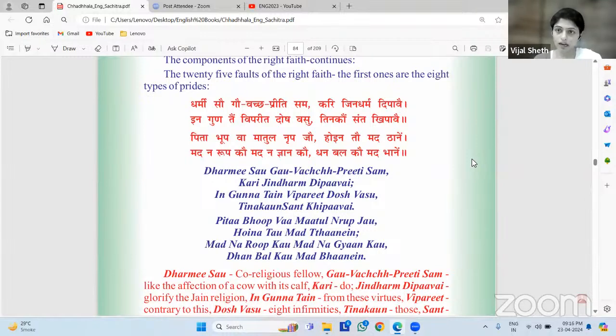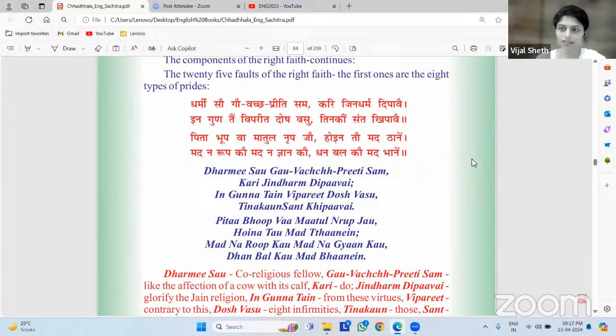Dharmi saw gau vatsa priti sam: the way a cow loves her calf. The cow's love for the calf is so selfless. Humans love their children, but a lot of times there is selfishness involved. But the cow loving a calf has no selfishness. The cow is not going to be her old-age support, but still the cow stands in front of the lion. She will allow the lion to kill her, but not her calf. That kind of unconditional love is what a sadharmi has for another sadharmi. This is known as vatsalya.